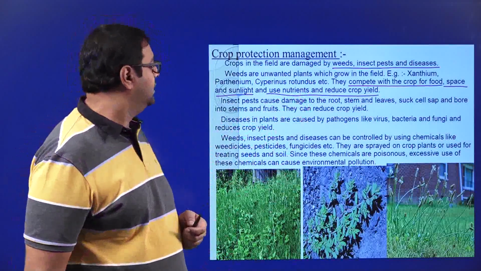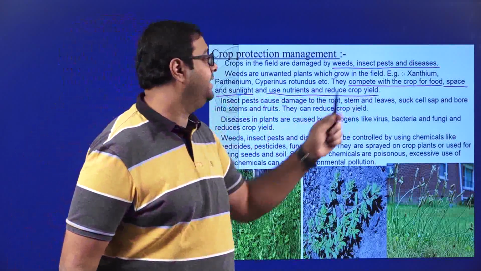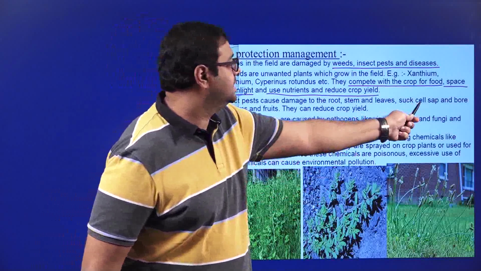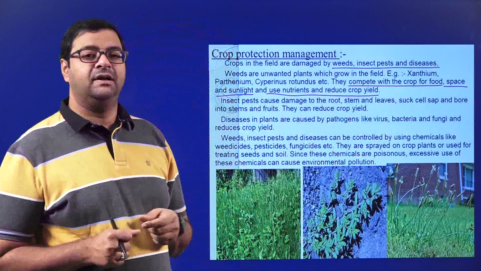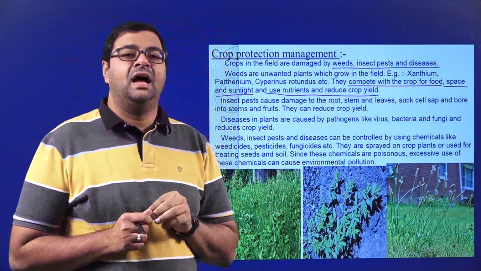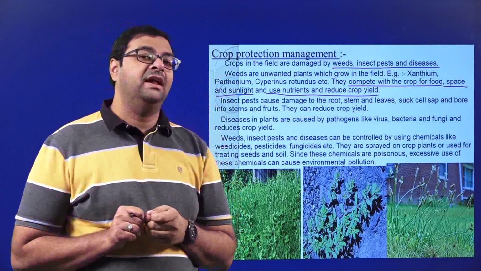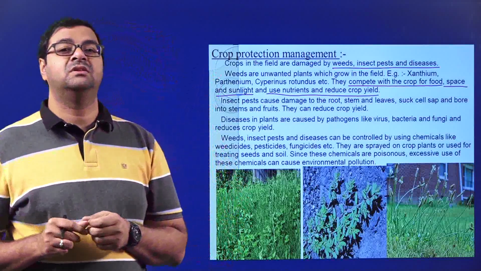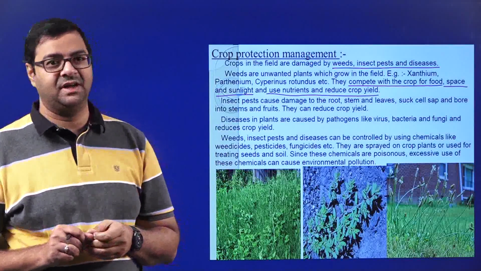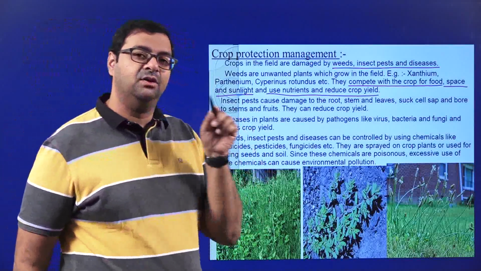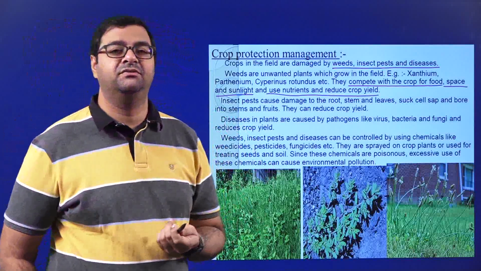Then, insect pests cause damage to the root, stem and leaves. They suck cell sap and bore into stems and fruits. They can reduce crop yield. You might have seen some apples or guavas, or tomatoes, having small holes in them. Those holes are made by insects. When these insects go into the fruit, they reduce the efficiency of the fruit.